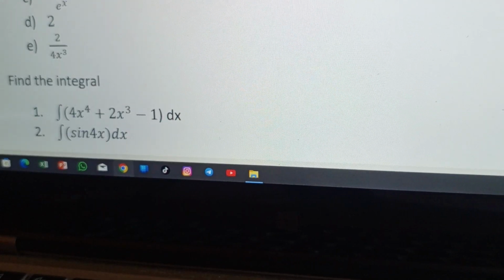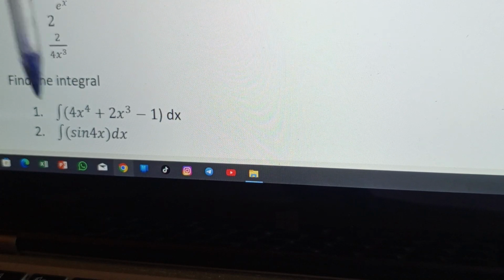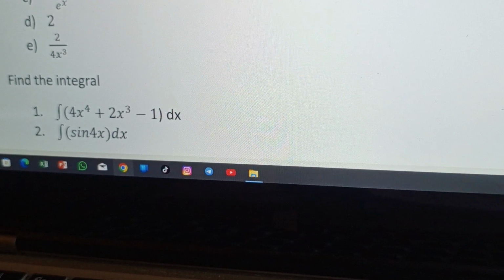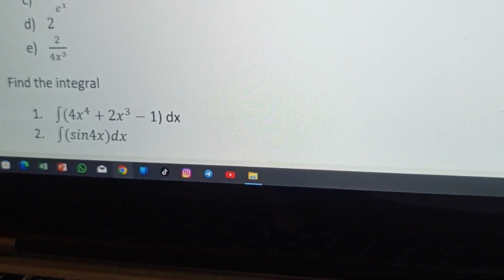With us again, we have these. When you see this called the integral, it's just the same as integrate. Let it not scare you. So how do we go about it? The way we went about integrating these on top is how we go about integrating this. So this is how you integrate this kind of expression.